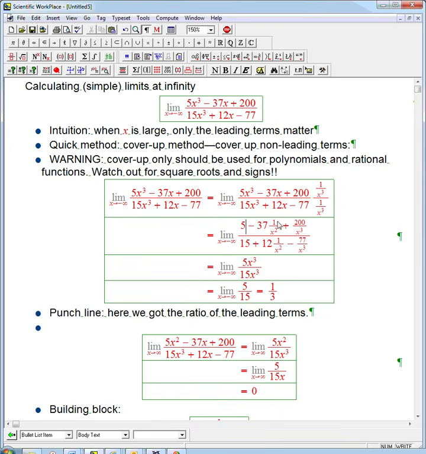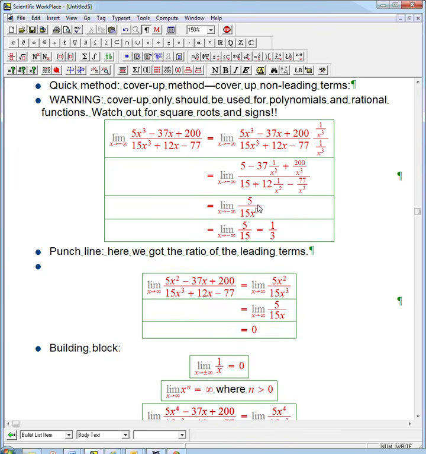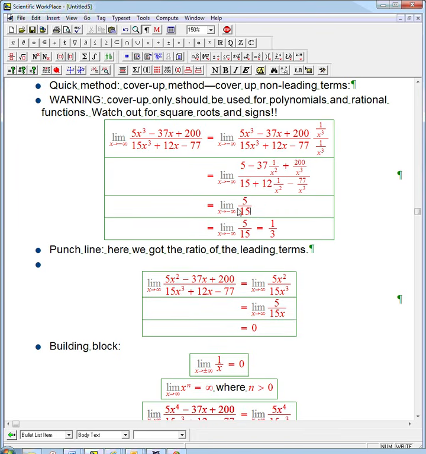5, certainly good. 1 over x squared, aha. That's just our basic building block limit times itself. And that's going to 0. So this guy is going to die. 200 over x cubed, that guy's going to die. 12 over x squared, that guy's going to die. Minus 77 over x cubed, any of these guys is going to die. And so it's just the limit of 5 over 15. Oh, it's just 5 over 15. We're done.